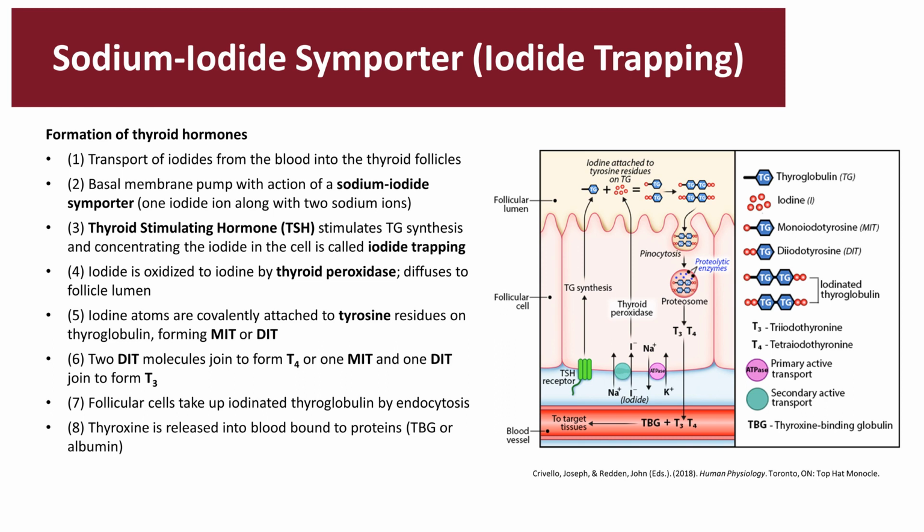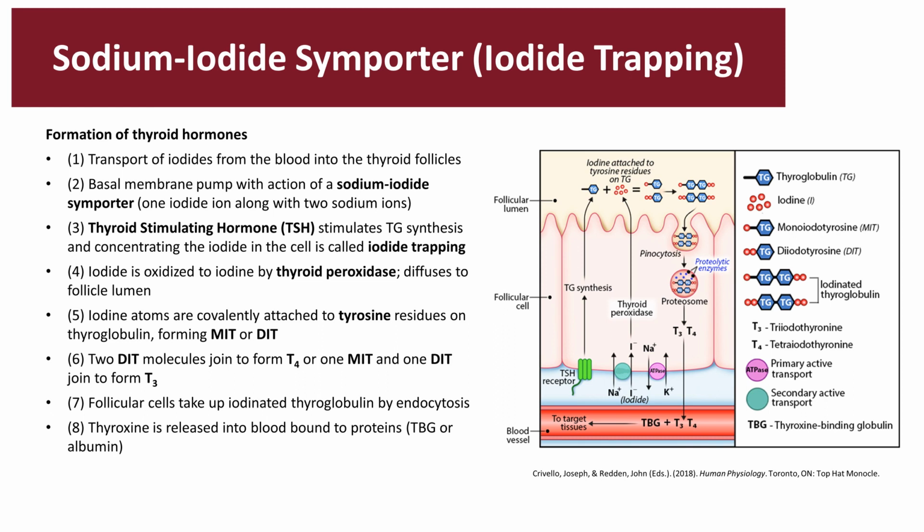Step number 1, we transport the ingested iodides from the blood into the thyroid follicles. Step number 2, the basal membrane pump is going to then utilize a sodium iodide symporter where it can transport 1 iodide with 2 sodium ions into the cell. The first hormone that begins releasing from the pituitary gland, called the TSH, thyroid stimulating hormone, is going to trigger and increase the synthesis and concentration of iodide in the cell. This process of stimulating the uptake of iodide is called iodide trapping.